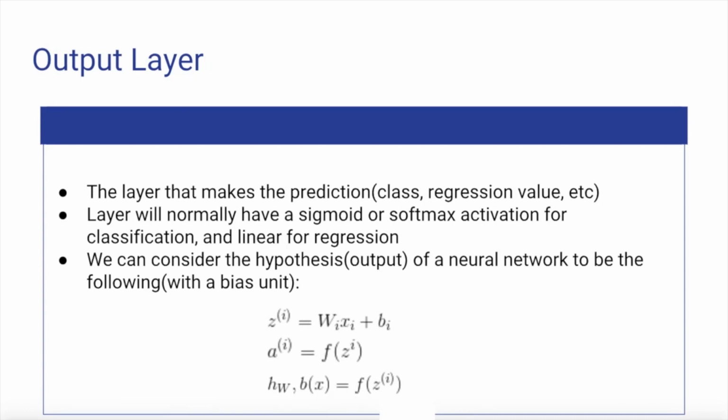And the output layer is the one that makes the prediction, whether that be a class, a regression value, etc. This layer will normally have a sigmoid or softmax activation for classification, and for regression, we're going to use a linear activation. That will be the same thing for reinforcement learning, unless we're trying to output action value probabilities. Then we will use a different output activation. But in general, we'll have a linear activation that has units related to the number of actions that you can take in a given state.